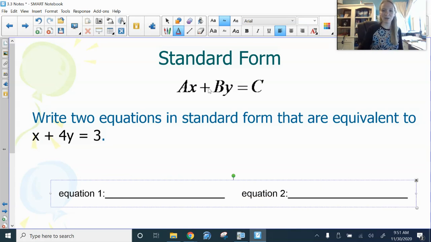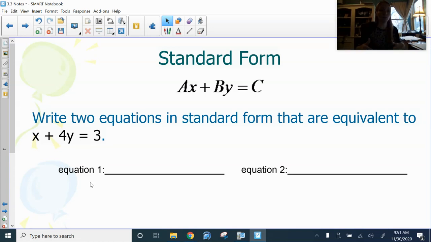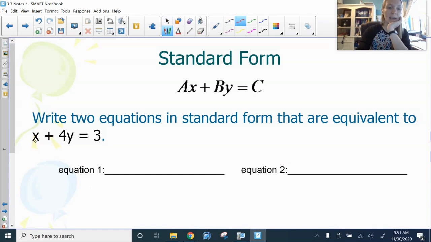Okay, you guys already have that on your paper, so I'm just adding it to mine. So an equivalent equation is literally just something, like we said, that could either be reduced or multiplied. So if I was to write an equivalent equation for this x plus 4y equals 3, then I could just multiply by any number I want. If I wanted to multiply, I would have to do the whole thing.